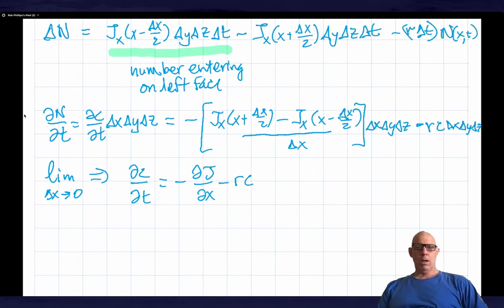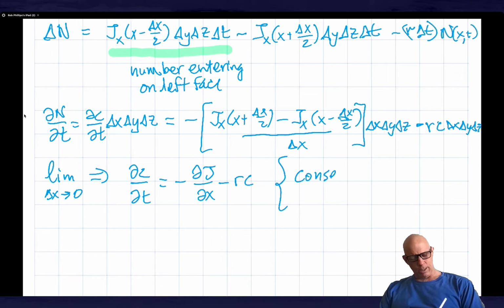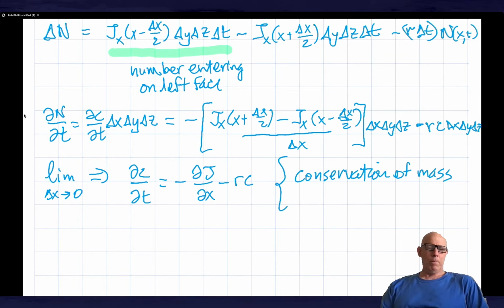So that's our conservation equation. This is accounting. What we've done is we've accounted. And in fact, it's conservation of mass, but in fact, mass is not conserved because of the r term. So some of the molecules go away. They go away at a rate r.